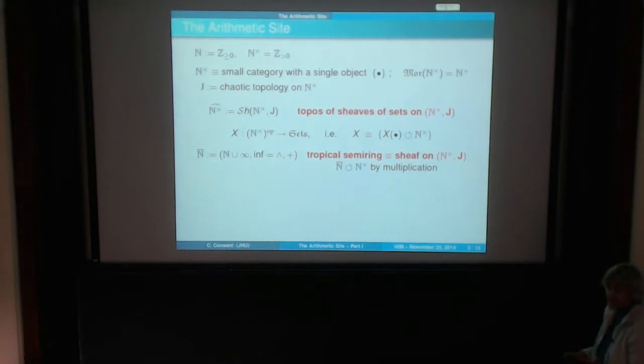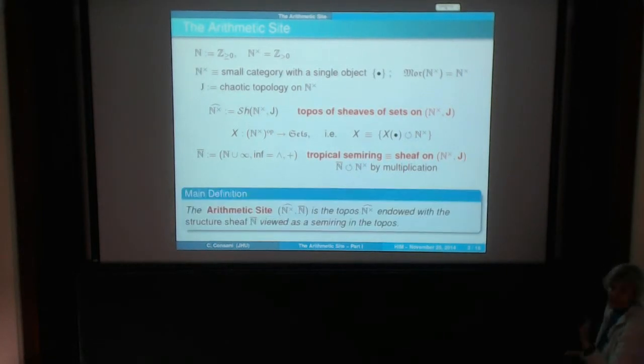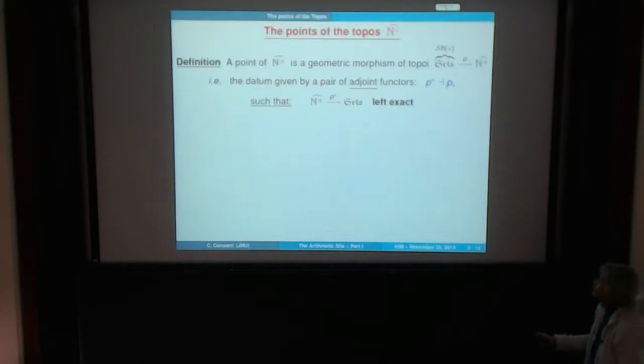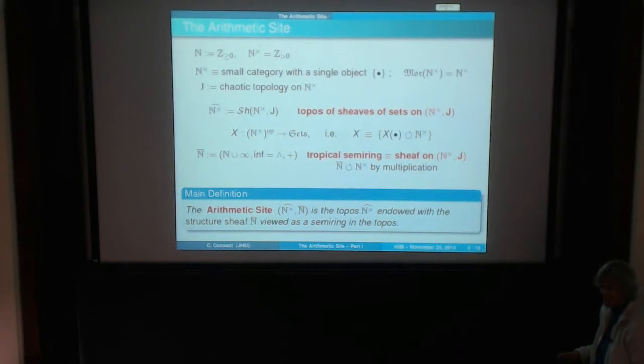This tropical semi-ring, viewed in this form, is a particular example of a set on which N acts on the right. And in fact, it has more structure: it's a semi-ring, not only a set. So this is the idea. And the starting point of the definition of the arithmetic site, the main point, is that multiplication acts by isomorphisms. This is the crucial point. The action is by multiplication, the ordinary one. No right or left, it doesn't matter.